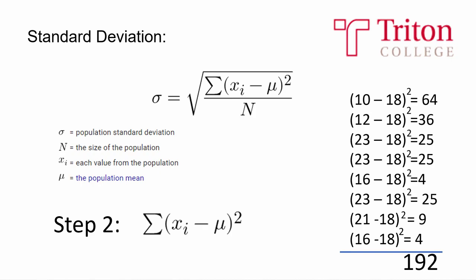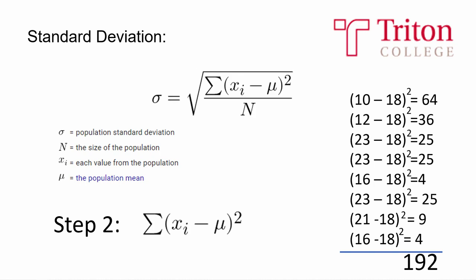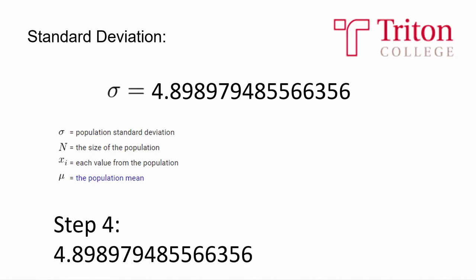So that's the numerator, and the denominator is 8, because 8 is the number of samples. So the standard deviation is the square root of 192 over 8. That gives us a standard deviation of $4.89.